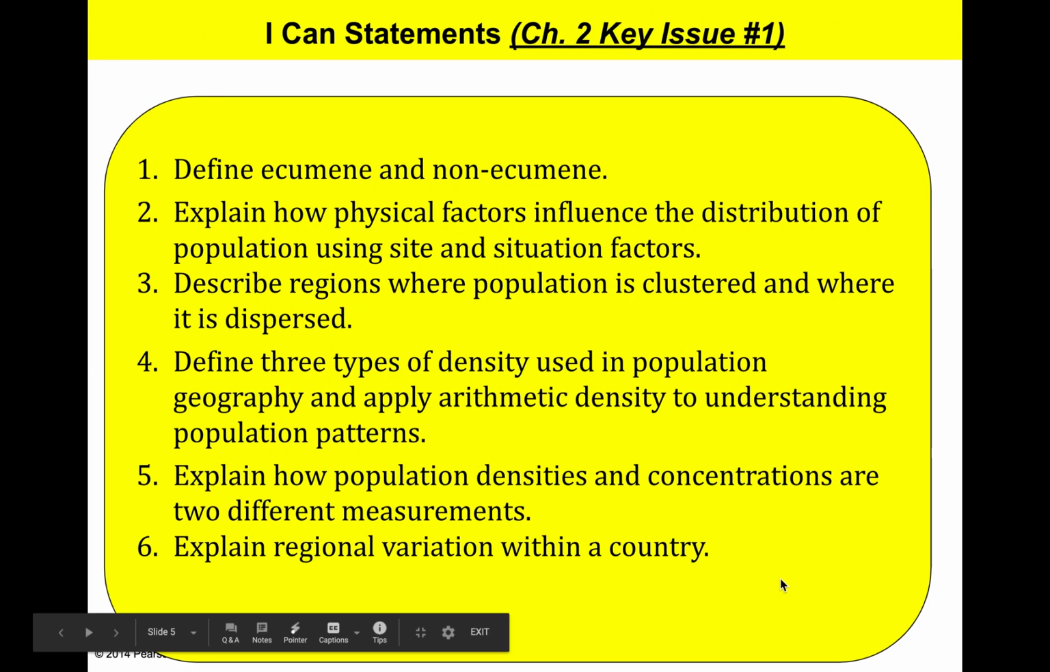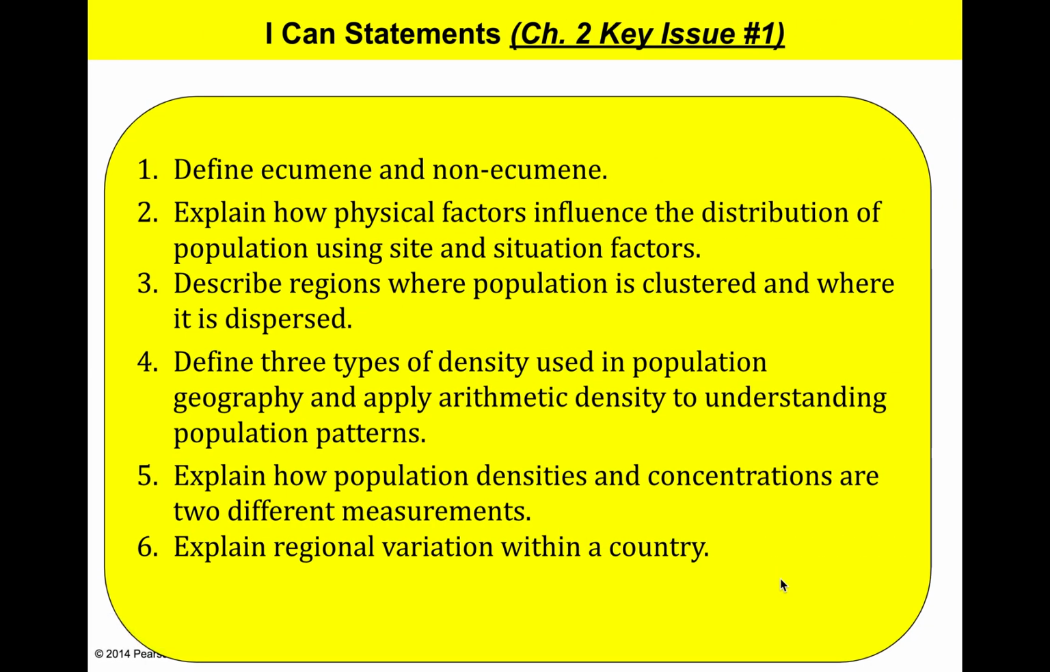The I can statements for Key Issue 1. 1. Define ecumene and non-ecumene. 2. Explain how physical factors influence the distribution of population using site and situational factors. 3. Describe regions where population is clustered and where it is dispersed.